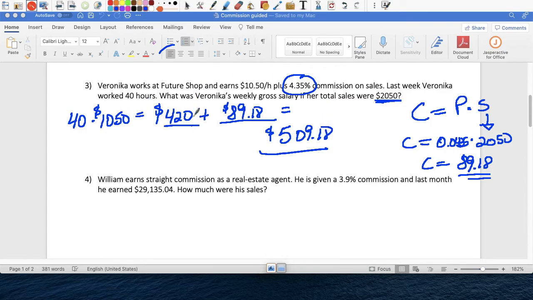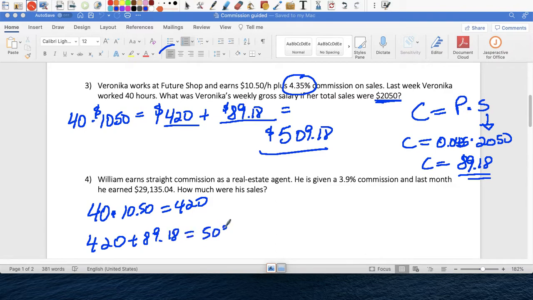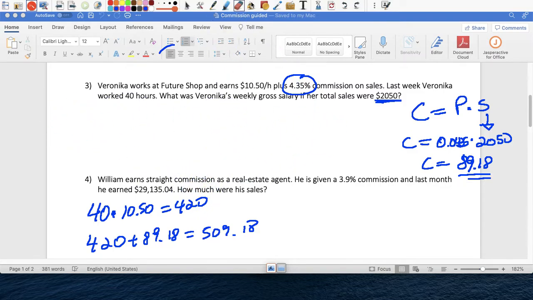So just be careful. What I should have done is write it like this: 40 times 10.50, which equals 420, and then make another equation: 420 plus 89.18 equals 509.18. That's what I should have written instead of this equals this, which equals this, which is not a true statement. Let me just take that out.